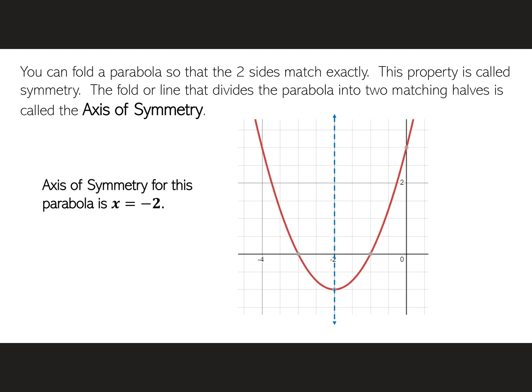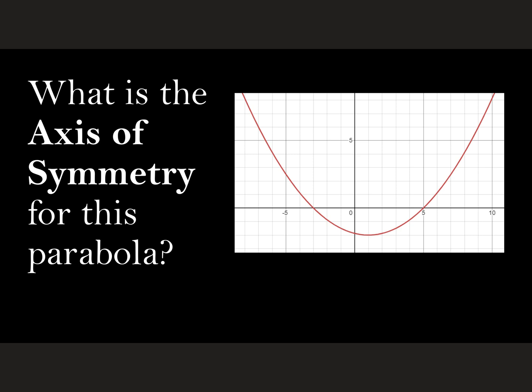Finding the axis of symmetry number is super easy. Just find the vertex, and we already know the vertex is right here. It's the x value of the vertex. If your vertex here is -2, 2, what's the x value? -2, bam. That's your equation, x equals -2. It's that simple. What is the axis of symmetry for this parabola? Well, if you said x equals 1, you are correct.